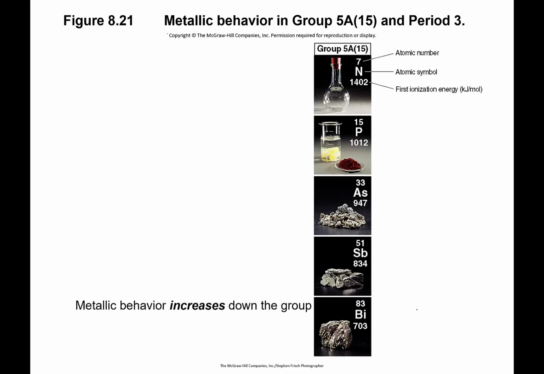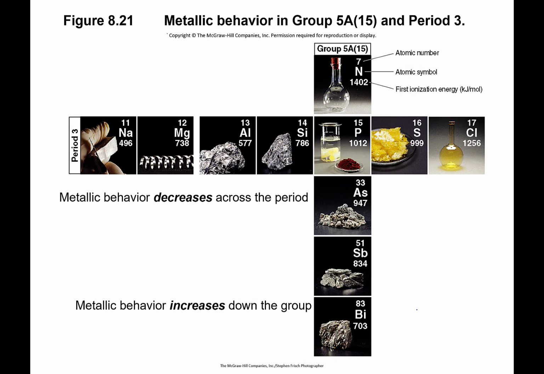So this is figure 8.21 from your textbook. And what it's showing is that as you move across period 3, going from sodium, magnesium, aluminum, all the way to chlorine, sodium is the most metallic. Chlorine is the least metallic. It's a nonmetal. And silicon, for example, and aluminum, these two are both borderline. So they both have metallic characteristics and nonmetal characteristics.